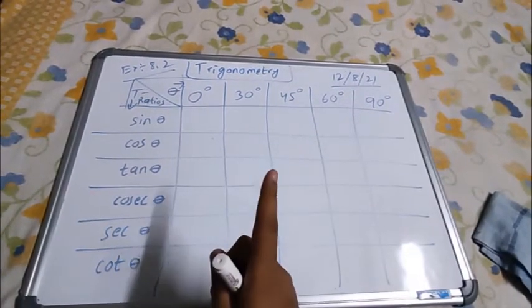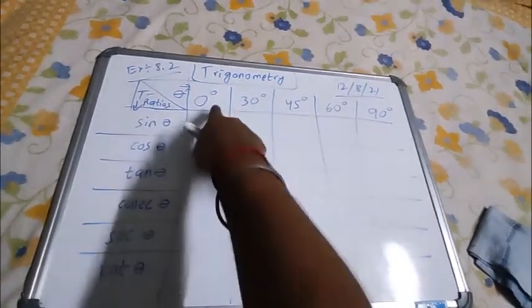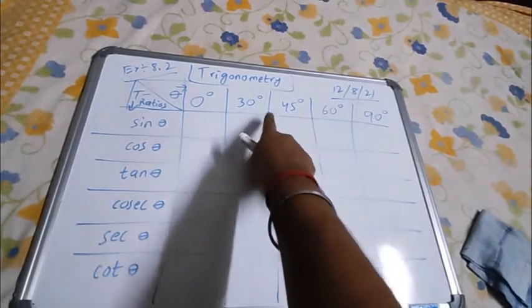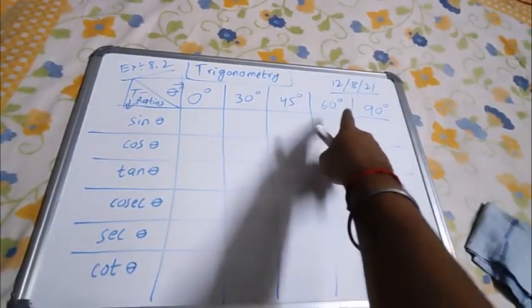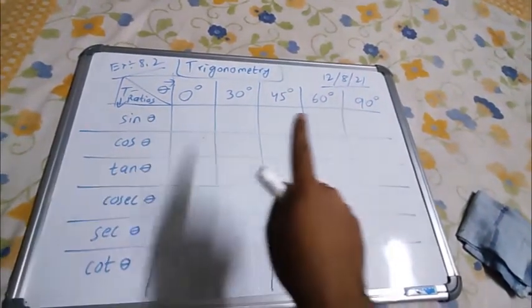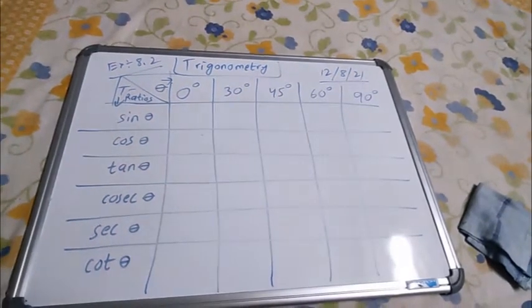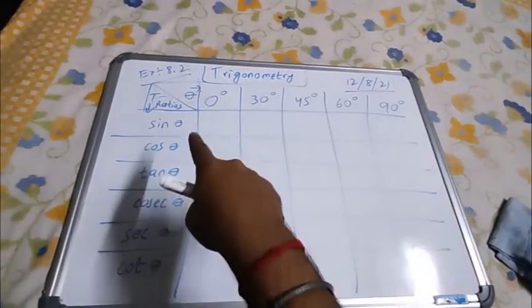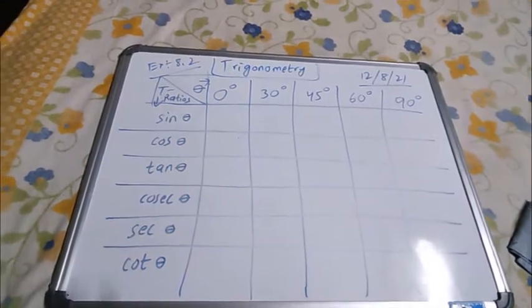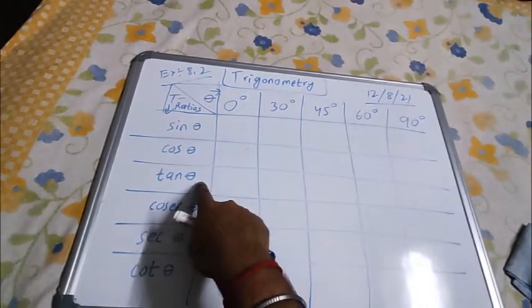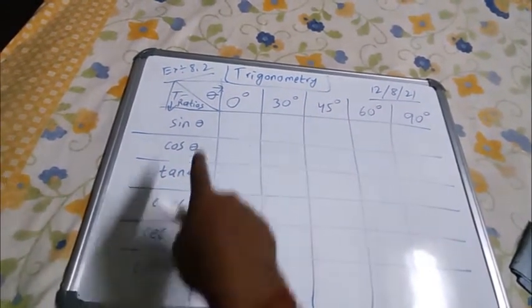What are the standard angles inside your syllabus in class 10? Those are 0 degree, 30 degree, 45 degree, 60 degree, 90 degree. Clear? These 5 standard angles are in your syllabus. And these T ratios you already know: sin theta, cos theta, tan theta, cosec theta, sec theta, cot theta. 6 T ratios are there.